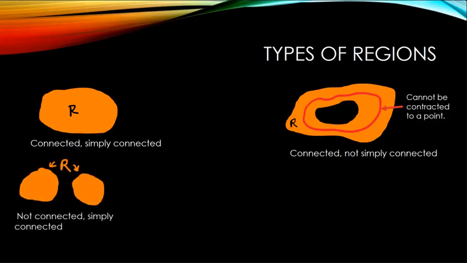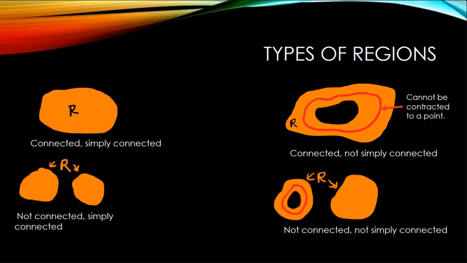I could have not connected, simply connected, where I have 2 different distinct regions that aren't connected at all. Or I could have not connected, not simply connected, where I have 2 separate regions, one of which is connected and not simply connected, with a gap in it where a closed curve cannot be compressed down to a single point, and the other that is just a connected, simply connected region.